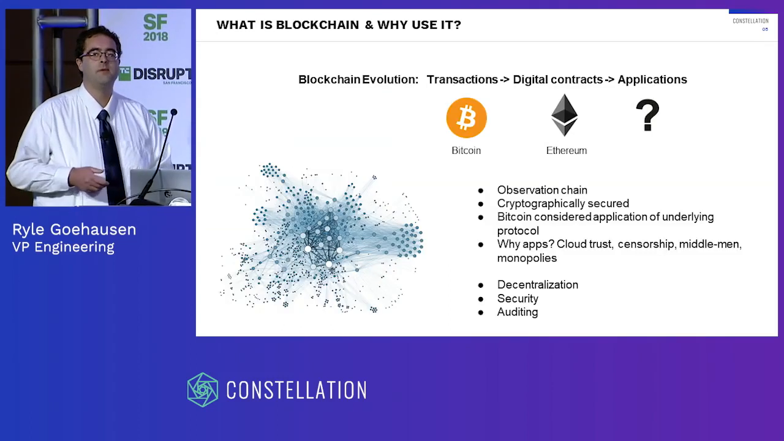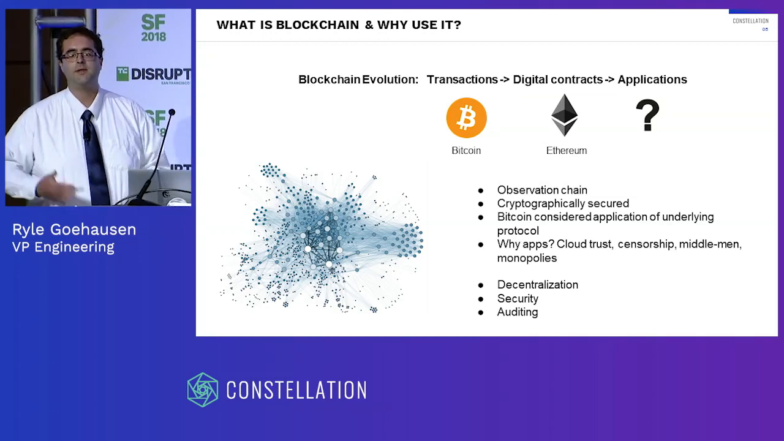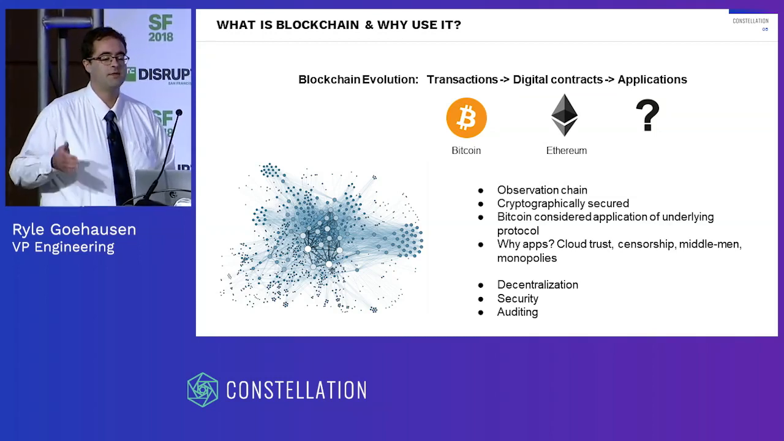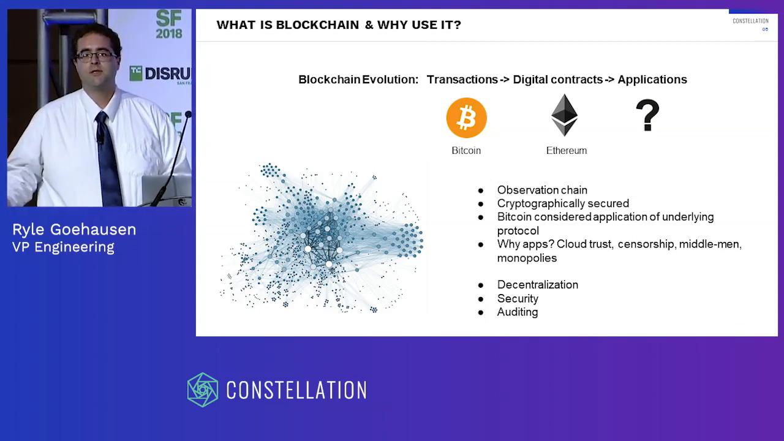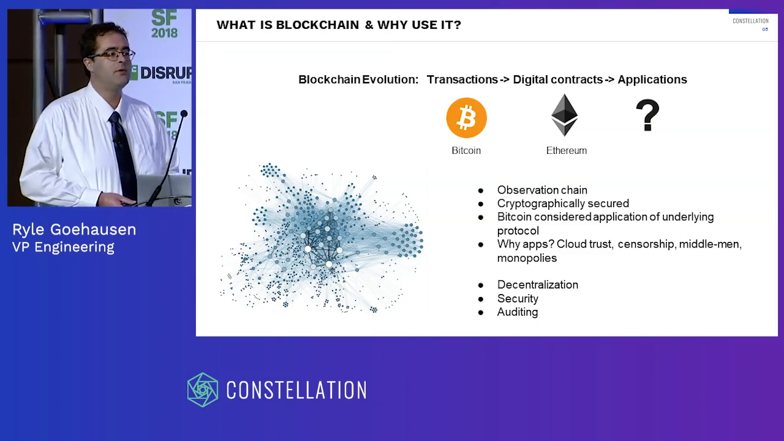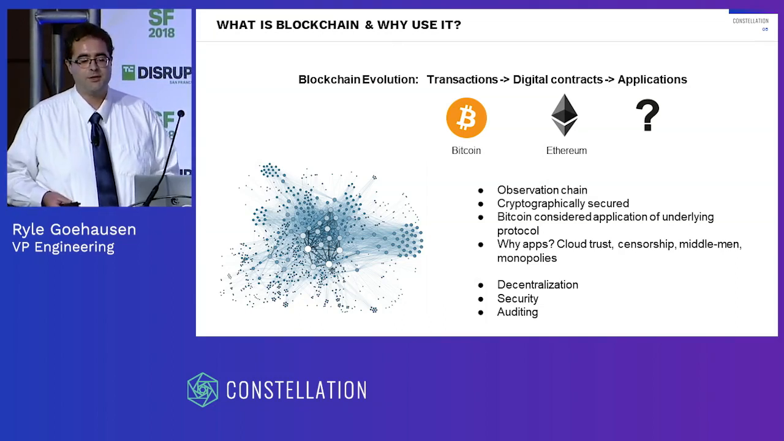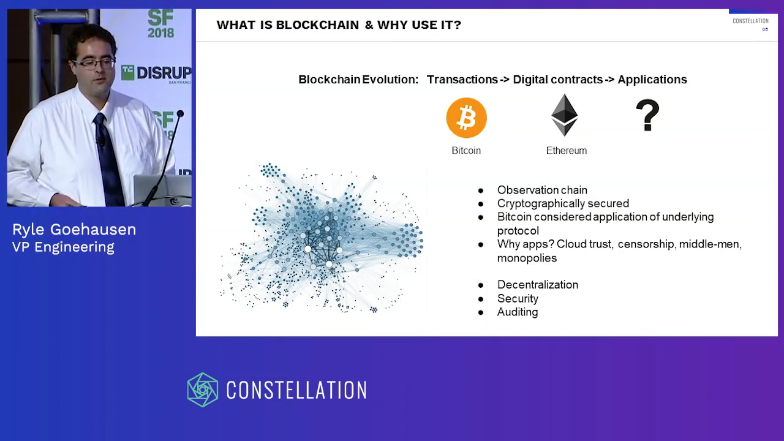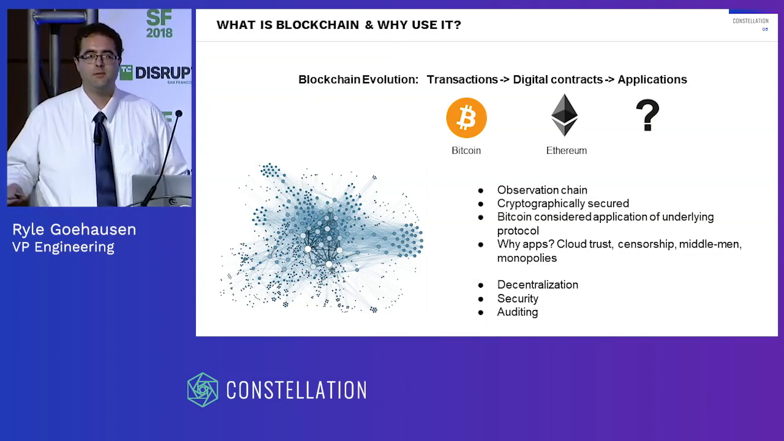So for those of you who might be a little unfamiliar with blockchain, or at least the evolution of the space, it started off with securing transactions and ledgers. And it moved into digital contracts, and finally, it's trying to solve the problem of applications. So all of these things essentially boil down to an observation chain that's cryptographically secured. Bitcoin is now just considered as an application of some sort of underlying protocol. And you might ask, why build apps on a decentralized thing? Why not just use AWS?